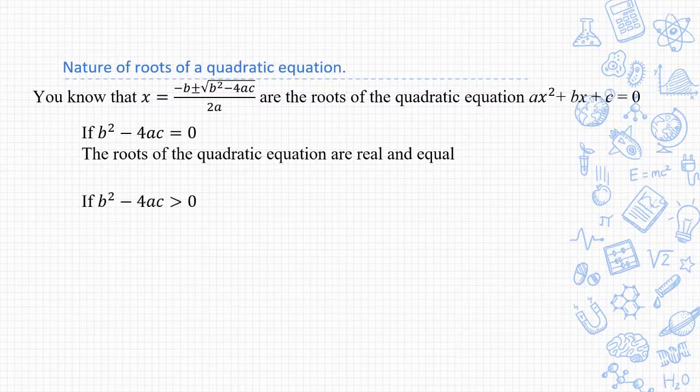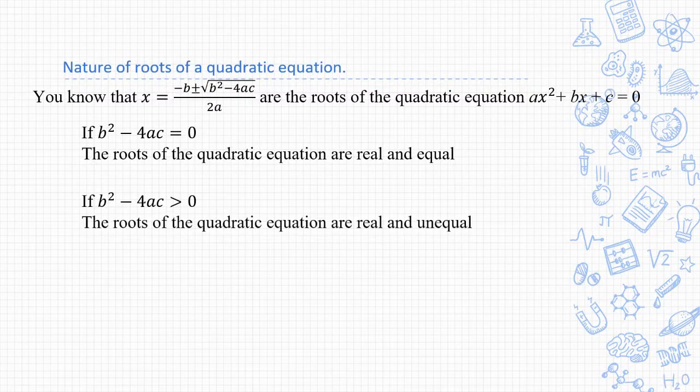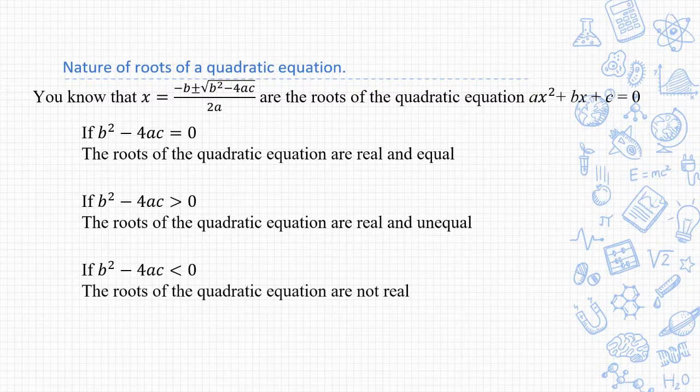If b squared minus 4ac is greater than 0, then the roots of the quadratic equation are real and unequal. And lastly, if b squared minus 4ac is less than 0, that means if it is a negative number, then the roots of the quadratic equation are not real. This term b squared minus 4ac is called the discriminant.